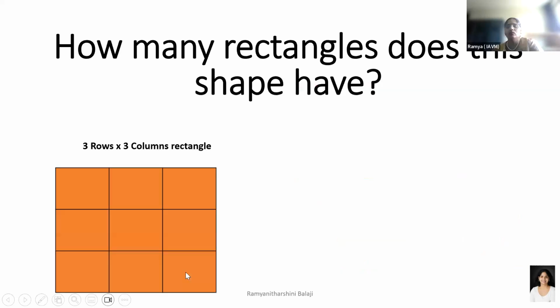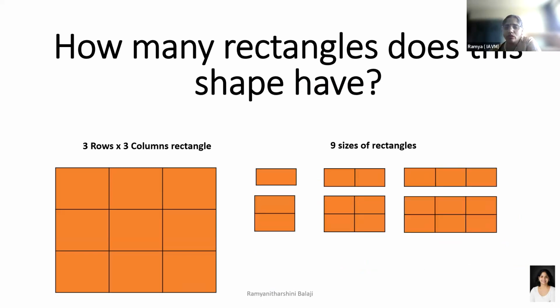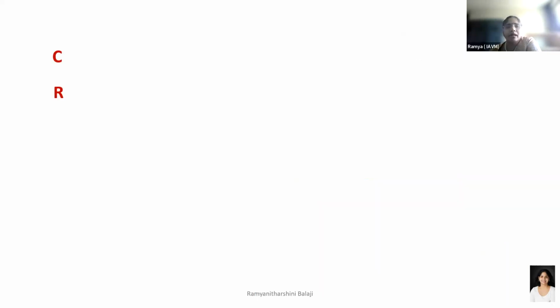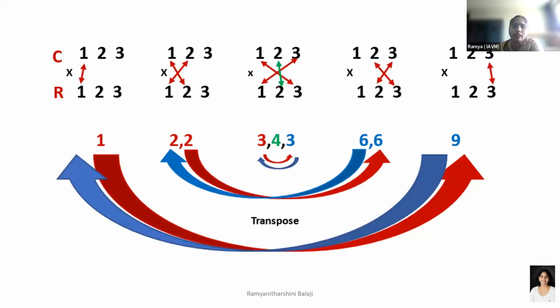So I'm going to go through a 3 row into 3 column rectangle. So there are basically 9 sizes of rectangle; 3 into 3 is 9 sizes of rectangle. I'm just showing you how it looks, all the sizes. And I have put the vertical in crossways, and you can see the numbers here.